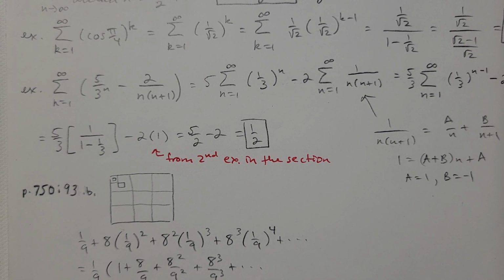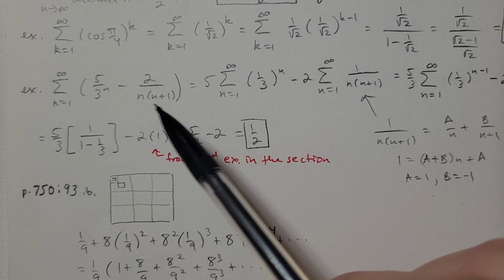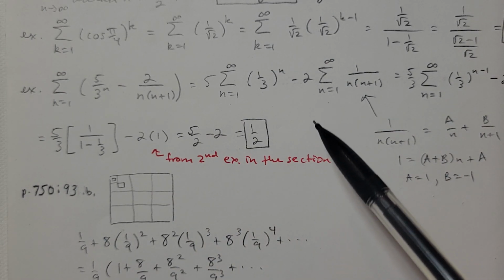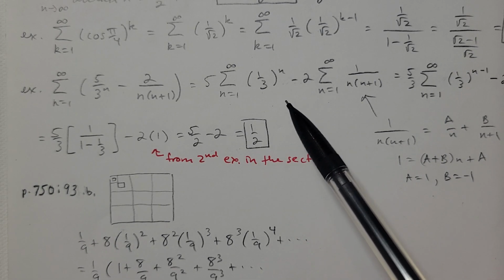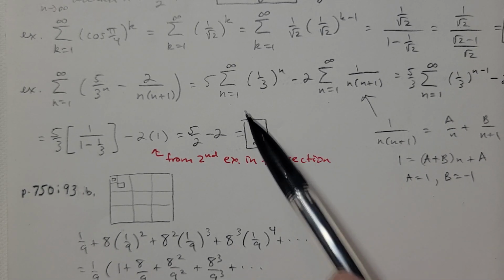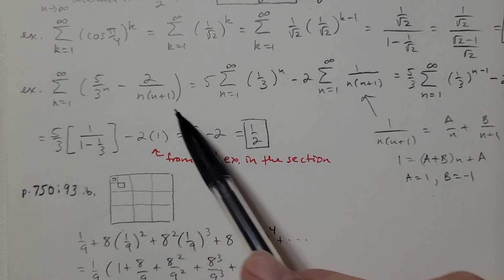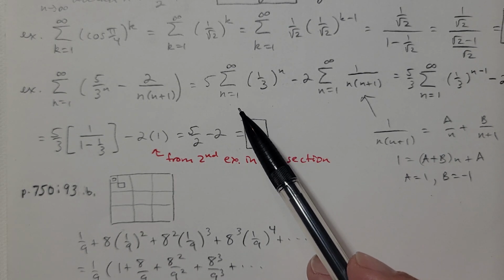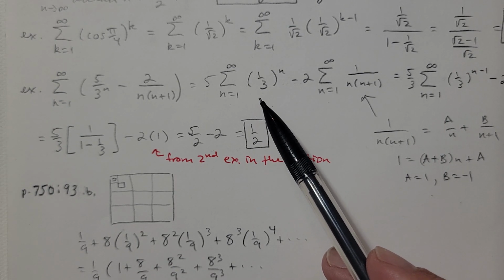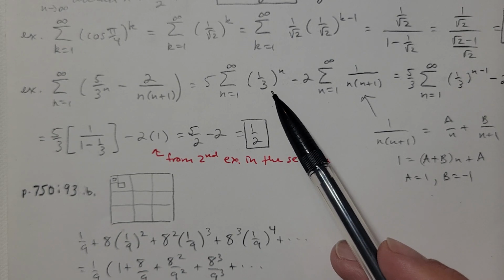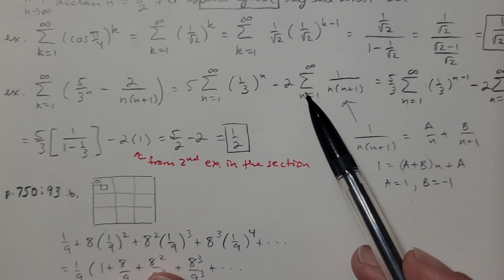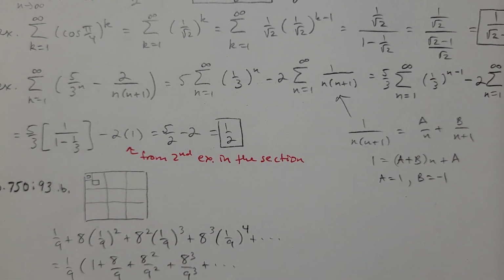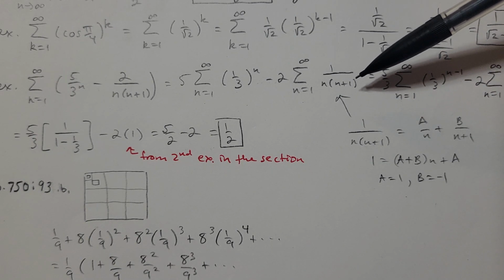Now, when I'm subtracting two things in a sequence part, I can split up the sum into two sums if I want to. Also, I can bring constants out if I want to. So 5 is a constant, 2 is a constant on that second summation. So I got 5 times the summation as n equals 1 to infinity of (1/3)^n minus 2 times the summation as n equals 1 to infinity of 1 divided by n times (n plus 1).